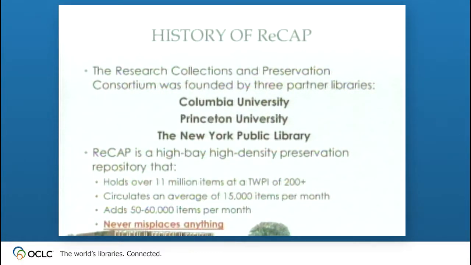And at the time, these libraries were largely facing a problem of storage space, and as an adjunct to that, needed to improve the preservation environment for their collections and reduce the service costs associated, especially with lesser used materials. At present, RECAP holds over 11 million items. That's individual monographs and films, as well as massive amounts of serial publications and an ever-growing number of archival containers.